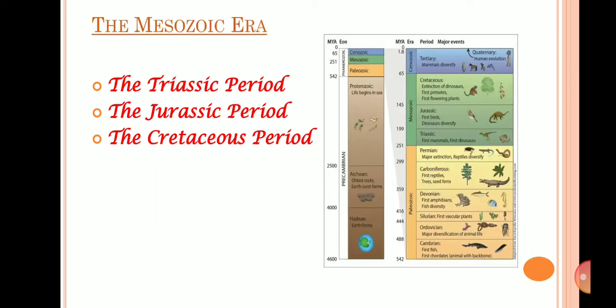Next, Mesozoic era. A major division of geological time extending from 230 to 65 million years ago, it can be subdivided into three periods, that is Triassic, Jurassic and Cretaceous. The Mesozoic era was preceded by the Paleozoic and followed by the Cenozoic era.